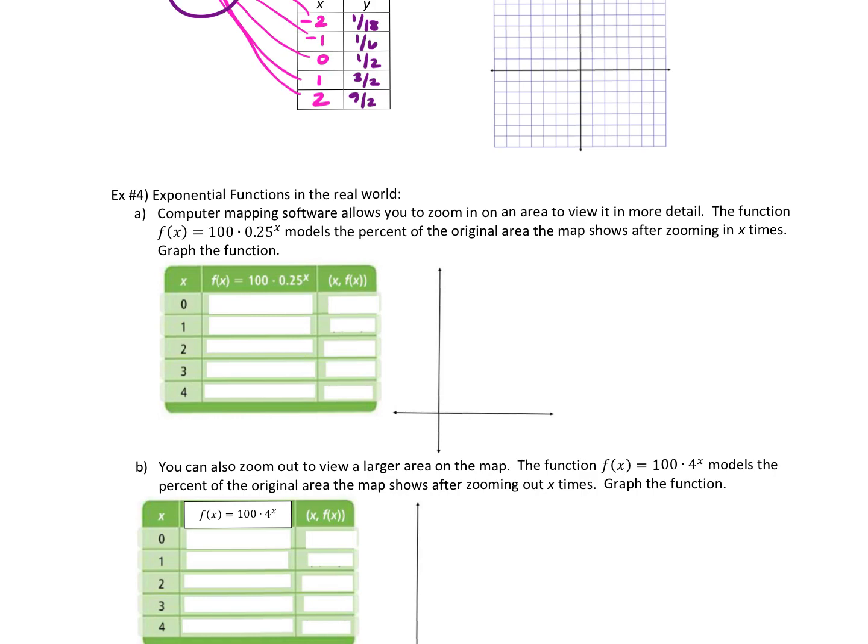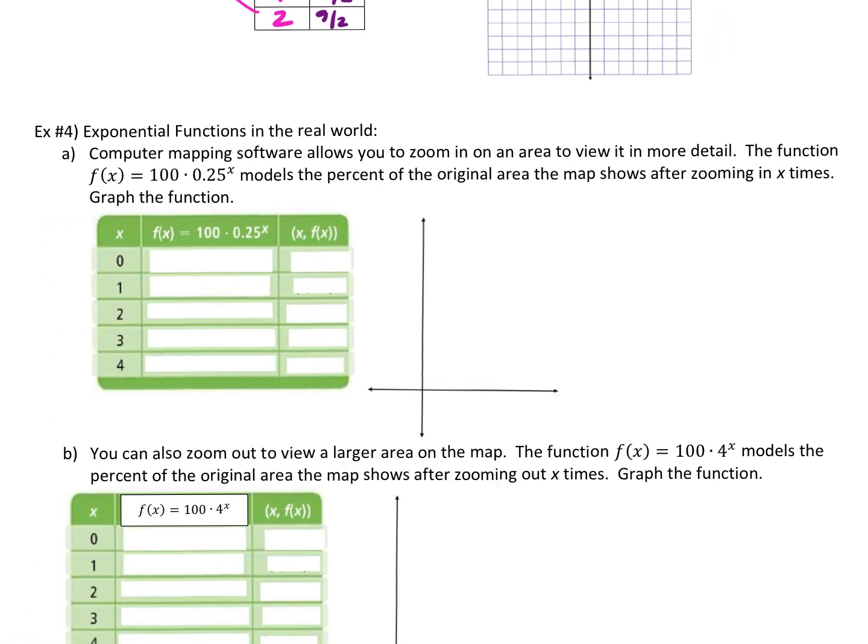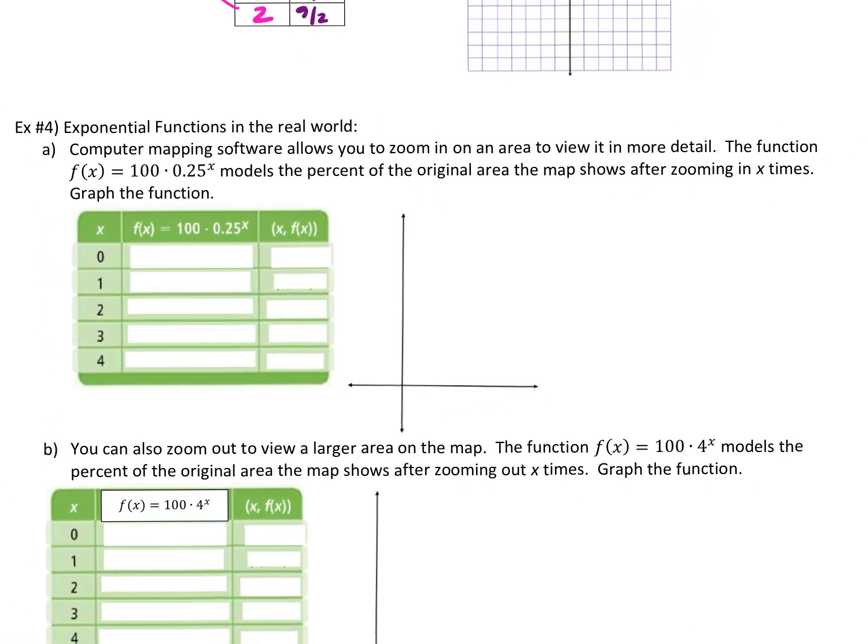Okay, so these last two are real world problems with this. And here's how this works, okay? It says computer mapping software allows you to zoom in on an area to view it in more detail. The function given here models the percent of the original area the map shows after zooming in X number of times. So they give you this and then they say graph it. Use your calculator, okay? Your calculator will be your friend here. You're gonna go 100 times 0.25 to the 0 power.